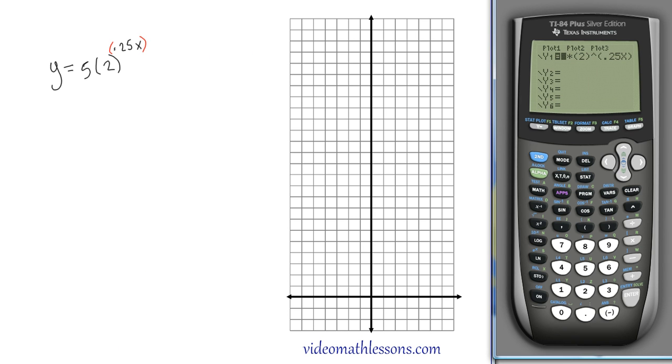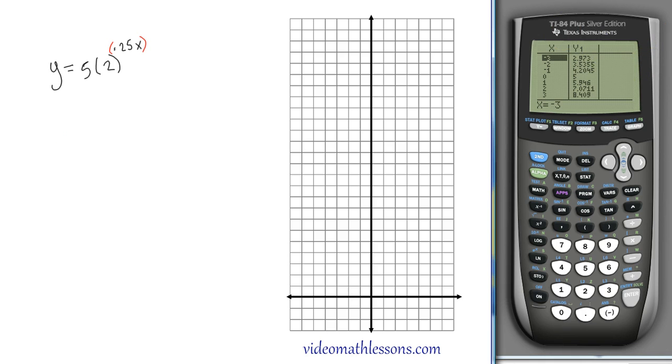Okay, so I typed it in, 5 times 2 caret 0.25x, with parentheses around the 0.25x, and I'm going to hit second table, and there are my values. And remember, once again, we make a chart from -3 to +3. I'm writing down whatever is on the screen. So 2.973, 3.5355. So copy down your chart.